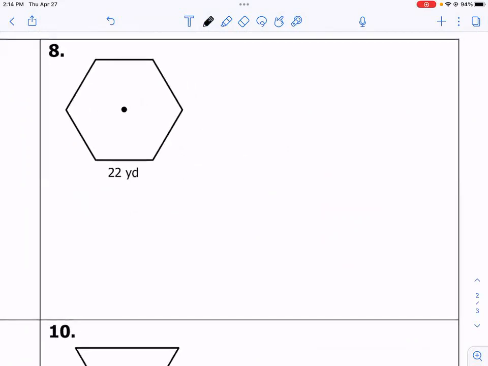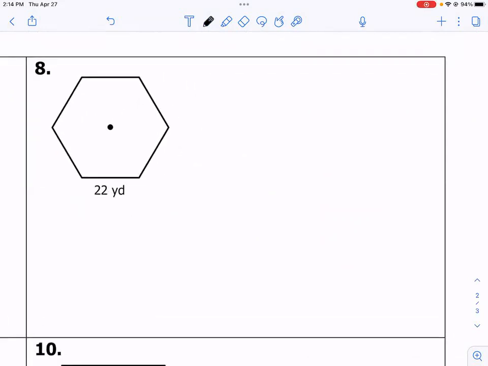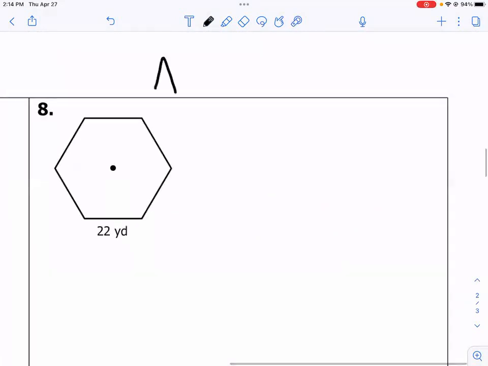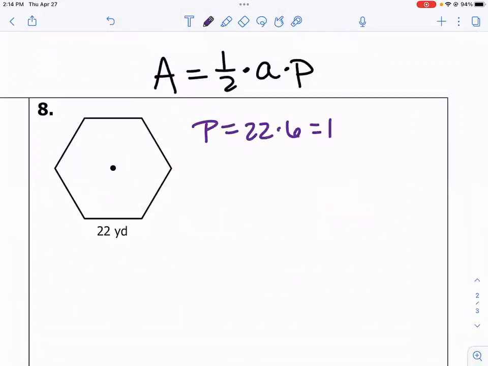We're gonna do number 8. Okay, if our formula, I don't think the radius is gonna be helpful. If our formula is 1/2 times the apothem times the perimeter, what piece of information do we already know in this picture? We know our perimeter is 22 times 6. 132. Something like that. It is right. Okay. So now we need to figure out what our apothem is.